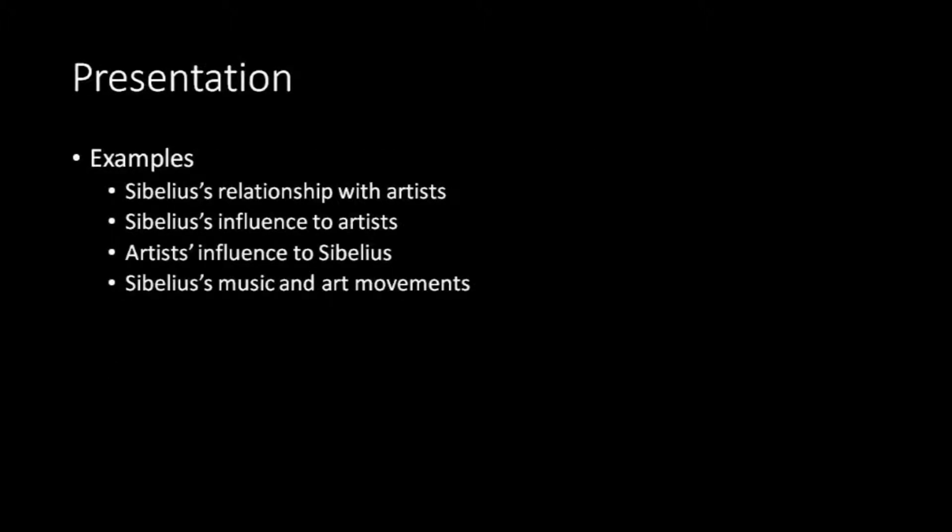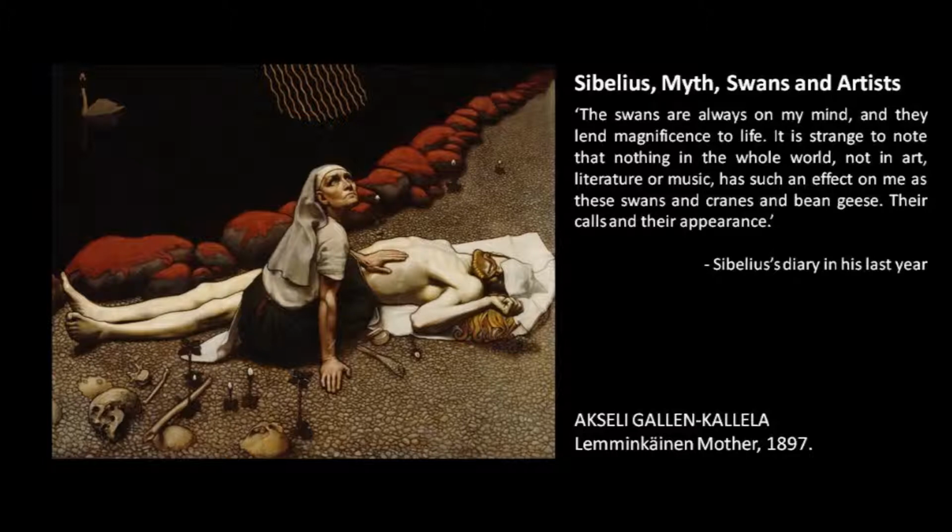What I'm going to do is to give you some examples from the exhibition in order to present the ideas that I've come up with, mainly focusing on the relationships, influences, and those related to art movements. As mentioned before, Sibelius loves birds, especially swans. In his diary he once said, "The swans are always on my mind and they lend magnificence to life. It is strange to know that nothing in the whole world, not in art, literature, or music, has such an effect on me as these swans and cranes and geese. Their calls and their appearance."